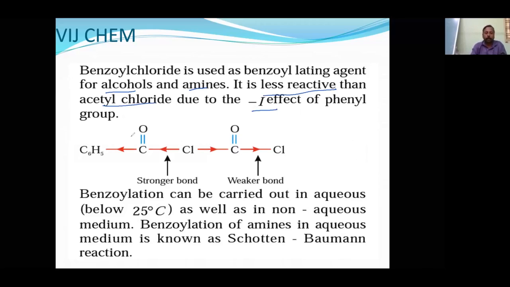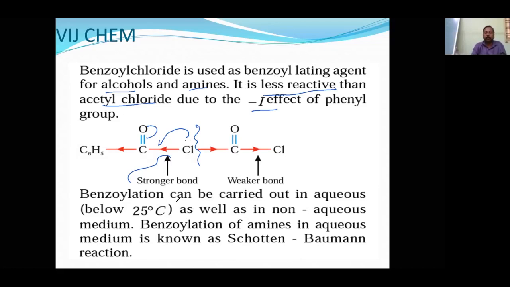See here, the benzene electron will be donated, giving a stronger bond. There will be a stronger bond because the lone pair will be here and the bond pair will be here. And if the benzene is giving the electron to this, then the bond will be weaker.